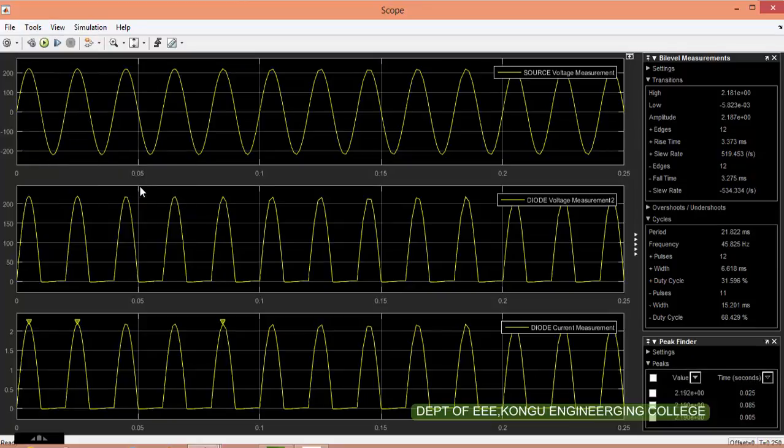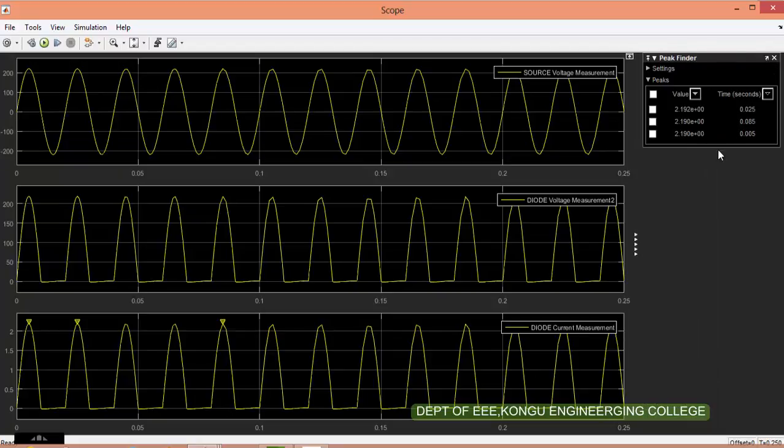Next, the last thing, peak finder. You can see that when I check the box, it will show you the peak value. This will enable you to find the peak value. Here, all the peaks are having the same value, and hence you are getting the same value. It will be useful for a waveform in which you are having multiple peaks with different values. This is called peak finder.